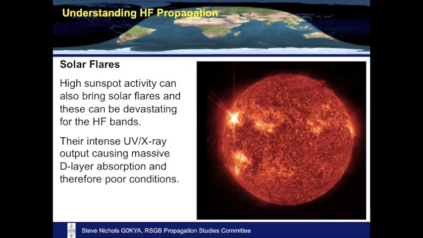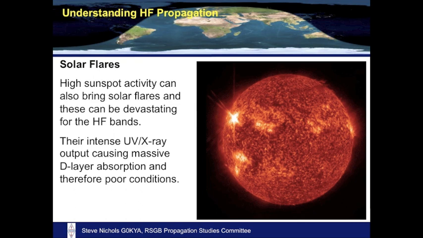Now, in addition to having sunspots on the sun, we also get other phenomena, and one of them that can be a bit detrimental to HF propagation are solar flares. Now, these are connected with sunspots, and these can be quite devastating for the HF bands. With a sunspot, you have twisted magnetic fields, really. They're really tortured and wound up. And eventually something has to give, and they do.